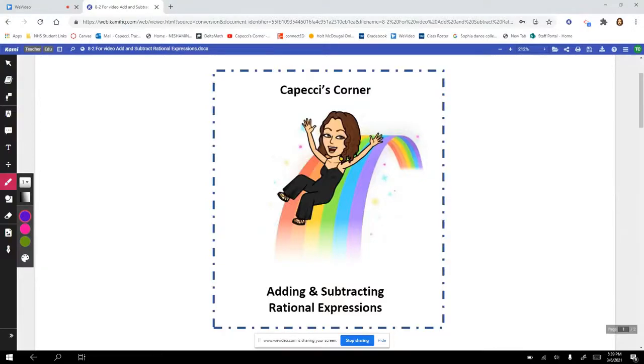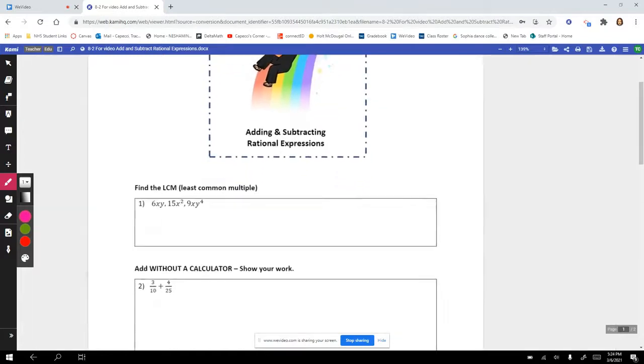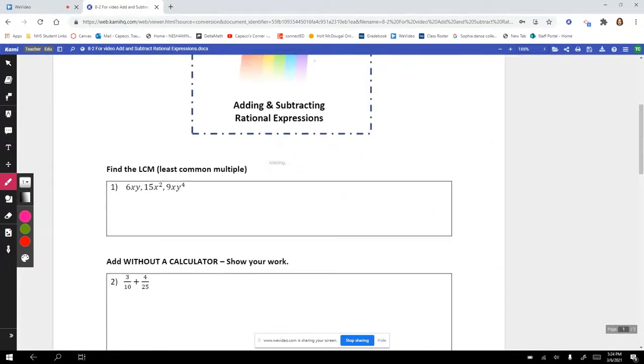Today on Capaci's Corner, we're going to look at adding and subtracting rational expressions. Now, before we do this, we need to do a couple things just to get us ready. So the first thing we're going to look at is finding the least common multiple. So what I need to do is look at 6, 15, and 9 and see what multiple goes into all of them.